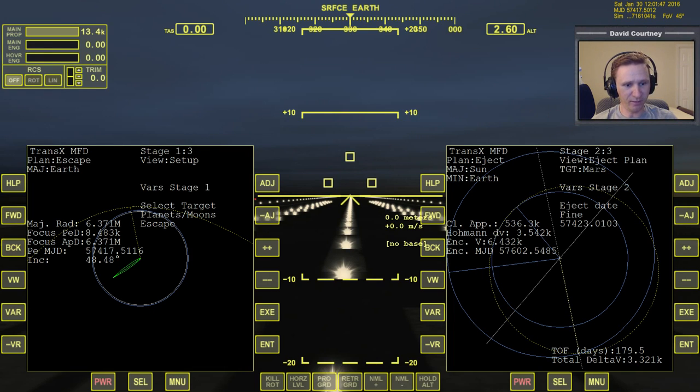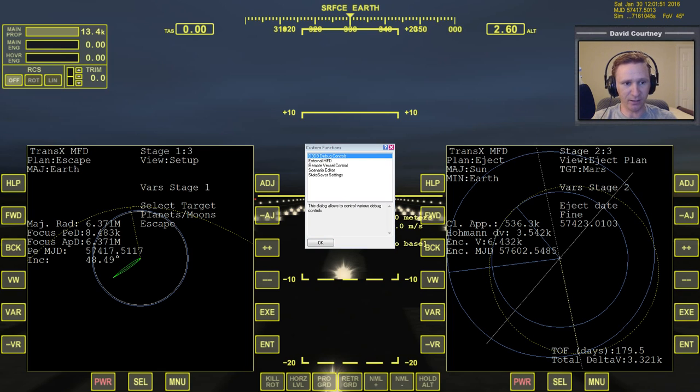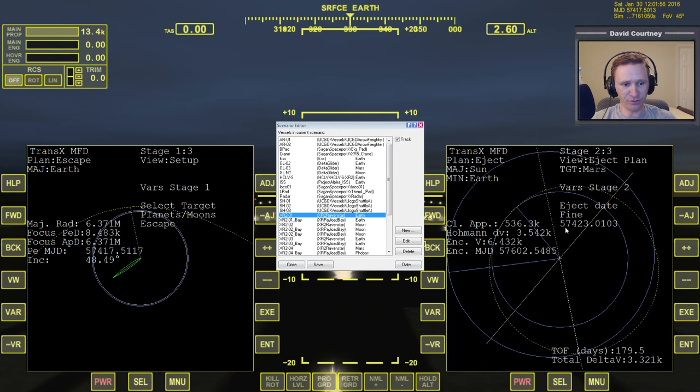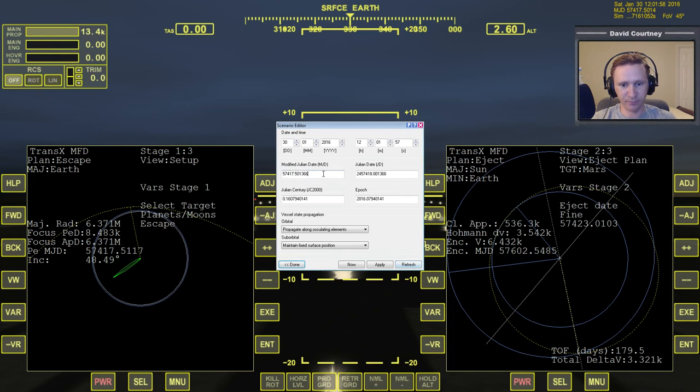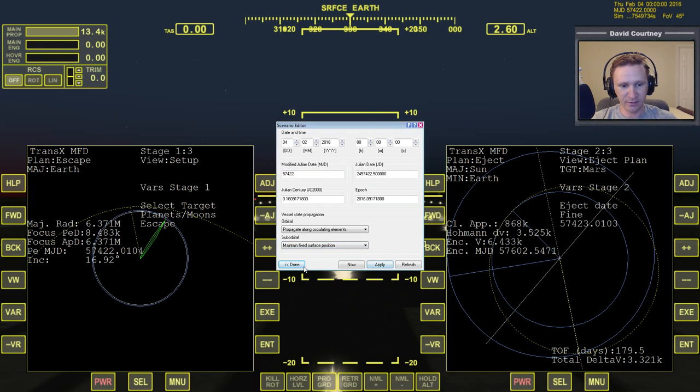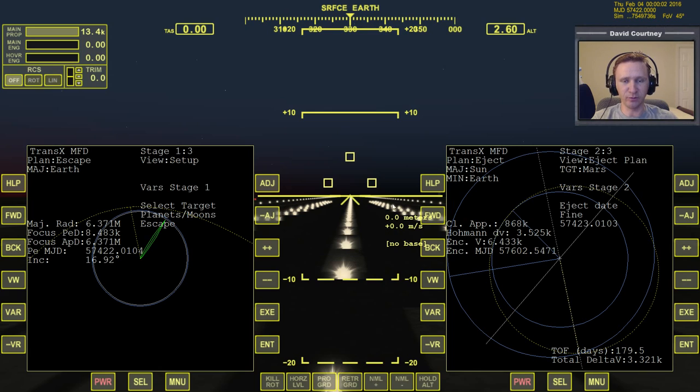Now we did move the date forward. Instead of 24 hours, it's a few days. So let's use the scenario editor and get closer to this date. And again, we'll just go 1 day prior to that. So 57422, and we don't even need to worry about those decimal points. Apply, and done. And now, since we only moved the date forward by 4 or 5 days, it didn't really change our closest approach at all, so we don't need to worry about editing this part anymore.